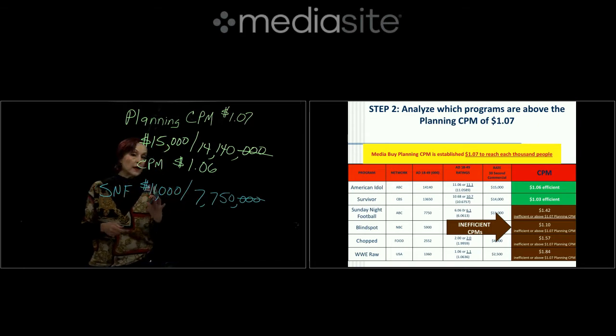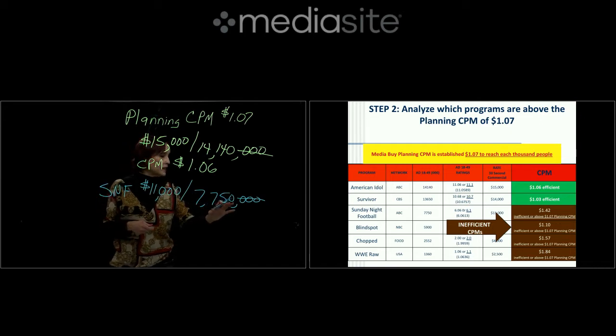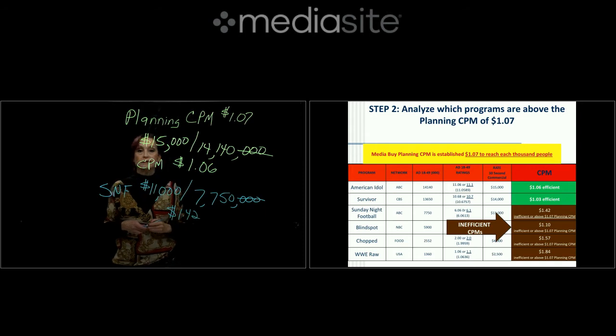Now, when you do the division, 11,000 divided by 7,750, the CPM here is $1.42, right? So now, what we have to do here is, okay, so how much do we need to negotiate this to in order to get it to efficiency?